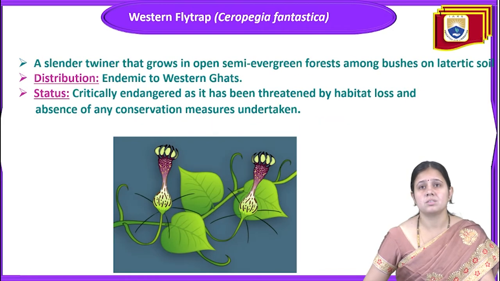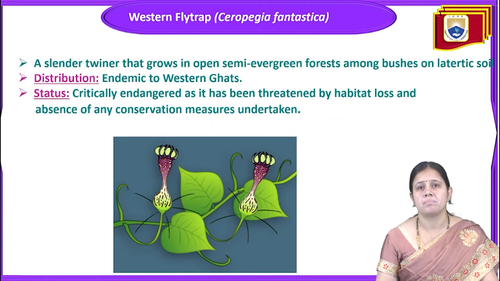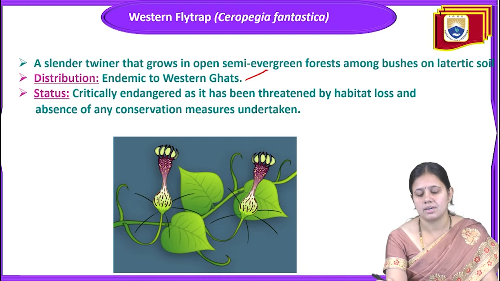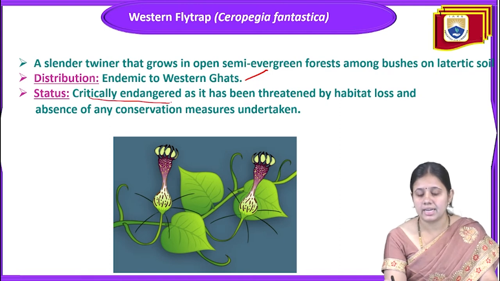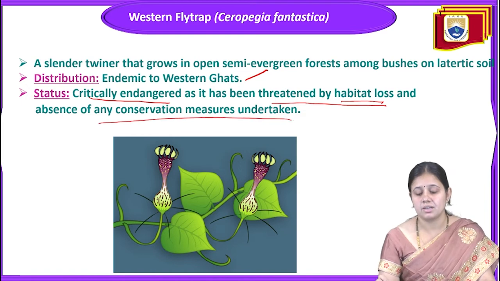Now we come to the next species, which is the Western flight wrap. It is a slender twiner that comes under the category of critically endangered. It grows in open semi-evergreen forest among bushes and in lateritic soil, and it is endemic to the Western Ghats hotspot. Its status is critically endangered, and it has been threatened by habitat loss and the absence of any conservation method being undertaken.